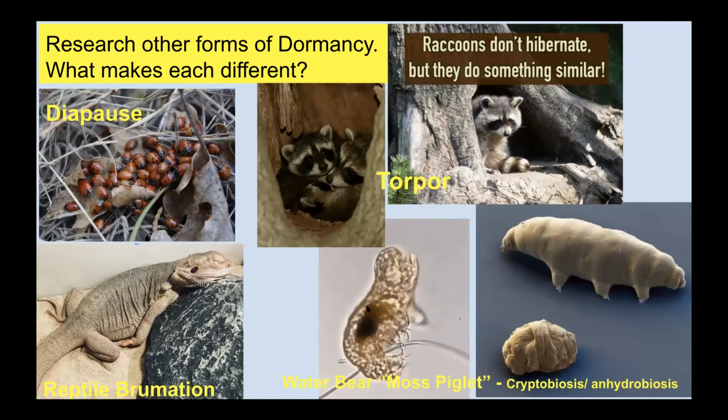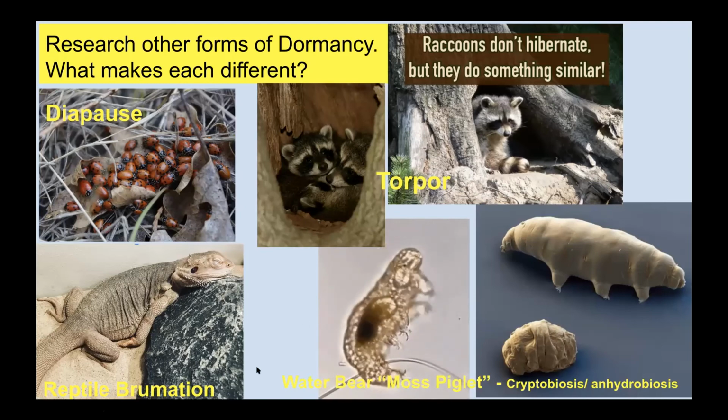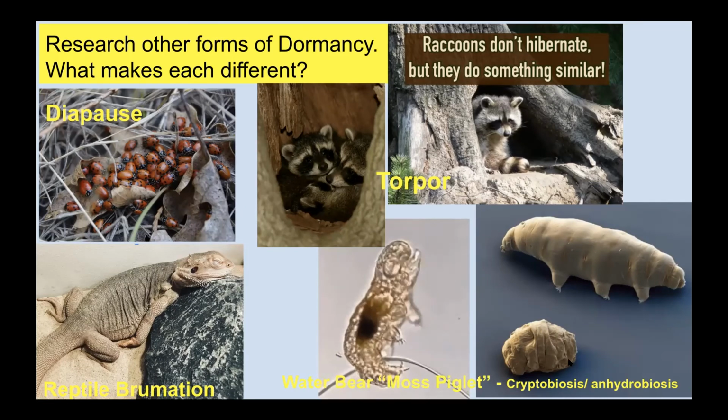Research other forms of dormancy and think about what makes each different. I actually gave you some examples of other forms of dormancy that you can see here in the picture. You can research or look these up on your own time. They're rather fascinating. And my most favorite one is this water bear, or moss piglet. It's a super tiny microscopic animal that lives in the water, but this little guy has one of the coolest forms of dormancy. It's called cryptobiosis. It essentially turns itself into a mummy, and you can see a picture of it right here. It curls up into a tight little ball, and it essentially dries its entire body out, and it can stay like that for decades.